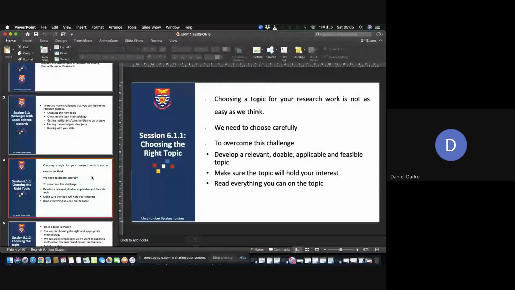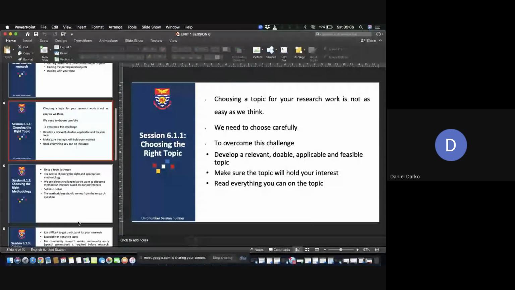So when you're choosing a topic, choose a topic that is relevant, doable, that is feasible, applicable, and of course, beneficial to everybody in the community. Make sure that the topic will hold your interest. Read everything you need to know about the topic. So it's challenging choosing a topic, but you have to overcome this challenge by making sure that you choose a topic that is relevant, doable, feasible, and beneficial to everyone.